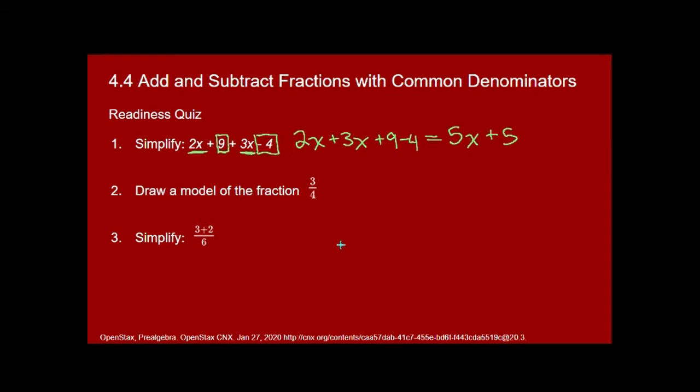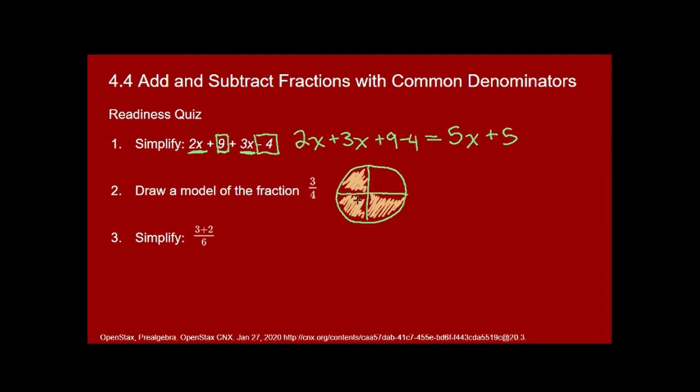Next, draw a model of the fraction 3/4. We've done this before, and so you could do fraction bars or fraction circles. I'm going to do fraction circles because today we'll be working with circles. And so I draw my circle and I divide it into this many pieces. However many pieces are in the denominator, that's how many pieces I divide it into. So I need 4. But then I only want to indicate 3 of those. So I'm going to color in 3 of those. 1, 2, 3, and it doesn't matter which 3. And then I have drawn a model of 3/4.